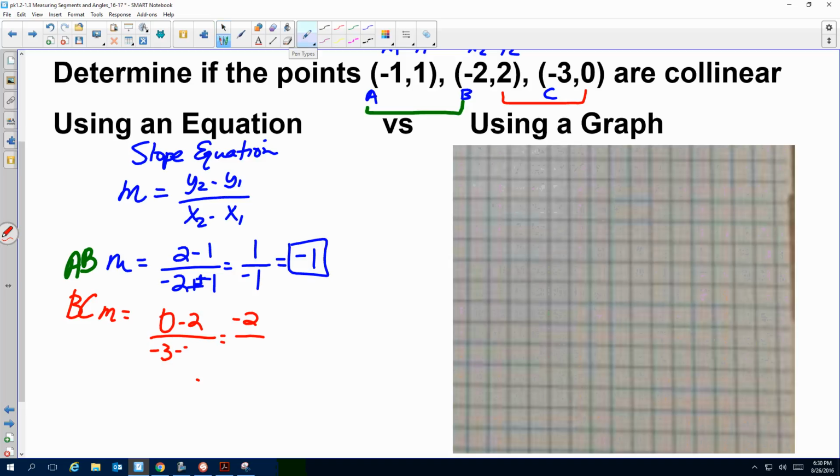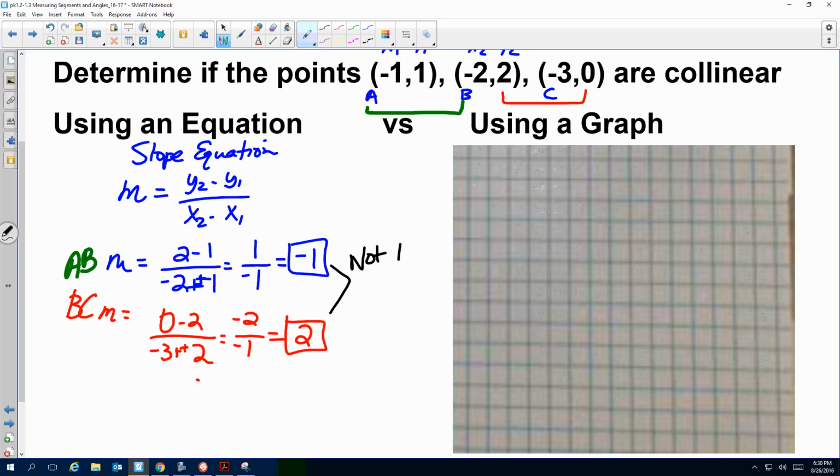Minus a negative 1. Keep the negative 3, change, that becomes positive. Negative 3 plus 2 gives me a negative 1. Negative 2 over negative 1 simplifies to a positive 2. And I see right now that basically these two are not the same slope. So add this to your notes, not the same.